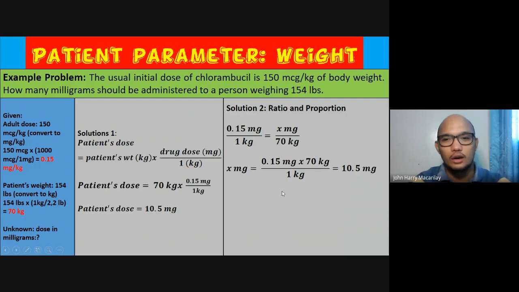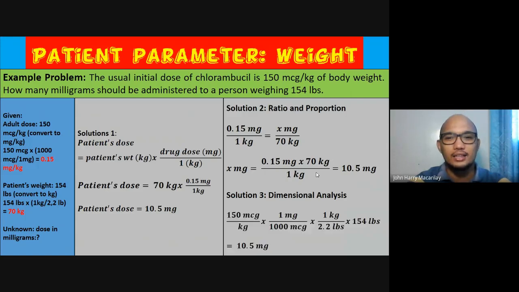So cancel the unit of kilogram. What's left? It's also milligram. So for the next solution, you can use dimensional analysis. Your answer should also be equal to 10.5 milligrams. So the solution for dimensional analysis is like this.